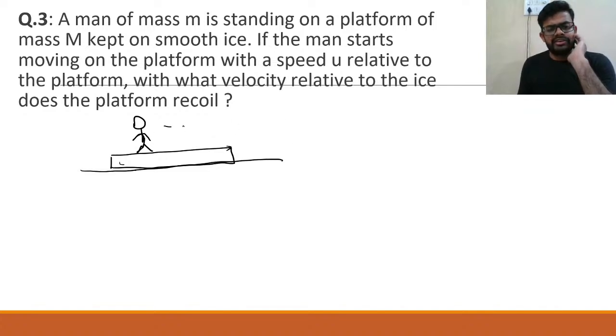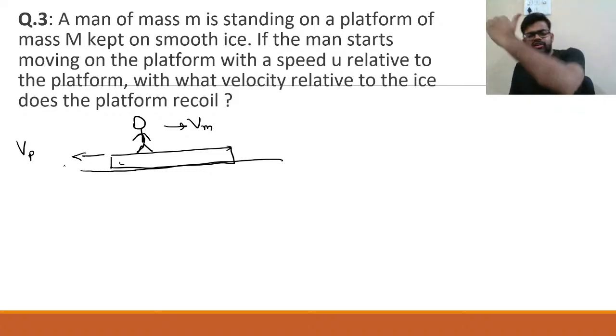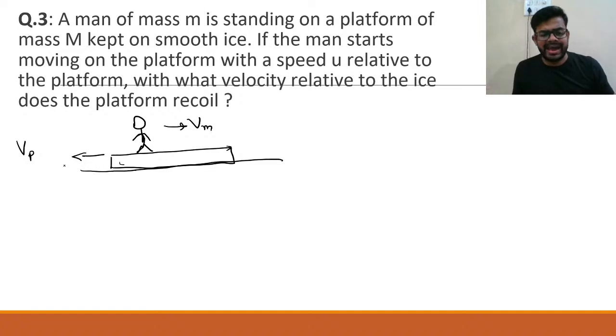Let's say velocity of man is Vm and velocity of plank is Vp. Vp will be in the backward direction, obviously, because the man is moving in the forward direction. Why? Because according to the law of conservation of momentum, if one momentum is positive, the second momentum should be negative. So let us consider Vp equals minus V, backward direction.